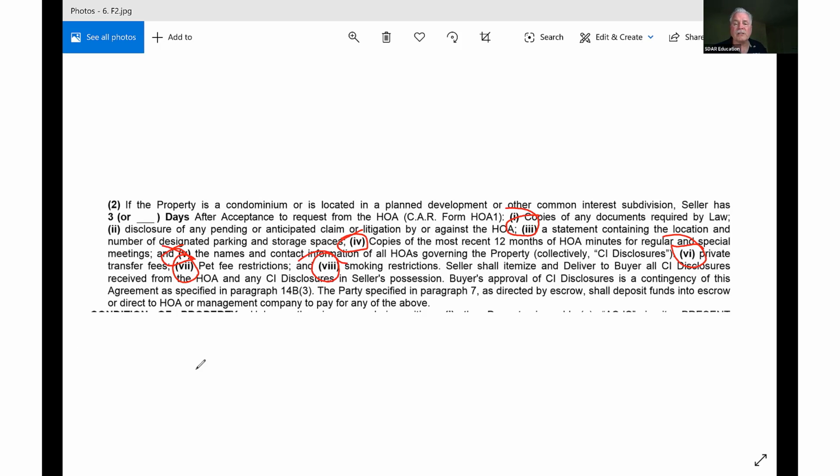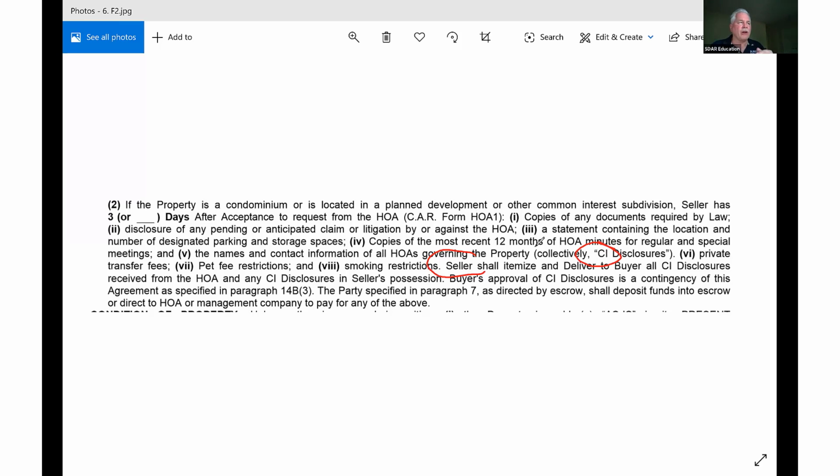Let's go on to the next field here. Sellers shall itemize and deliver to the buyer all CI disclosures. Okay, so CI is, again, common interest disclosures, received from the HOA and any CI disclosures in the seller's possession. So I've had agents say, well, seller is a flipper. They just bought the property 3 months ago. We're just going to give you the stuff that we got. That does not satisfy the contract, does not satisfy the statutory intent. You want to get the most current ones.